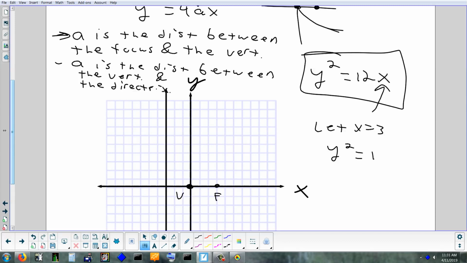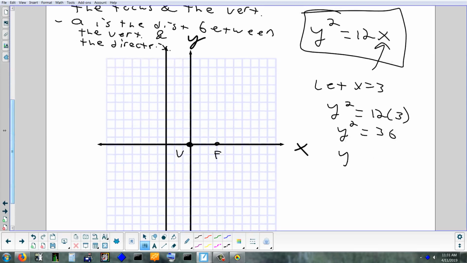You get y squared equals 12 times 3. What's 12 times 3? 36. And now, how do you get rid of that square on the y? Yep, you're going to square root. And now you got to be careful. What is the square root of 36? Yes, positive and negative. That's what's going to give you the symmetry.